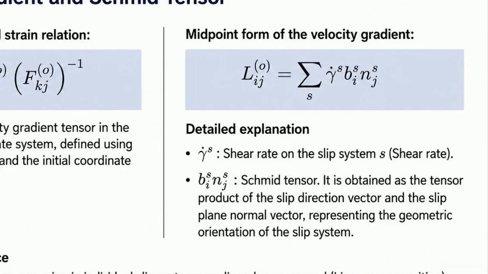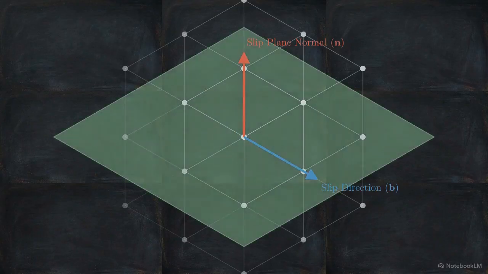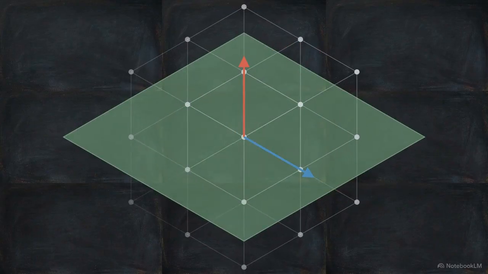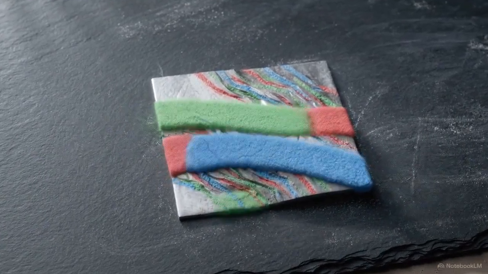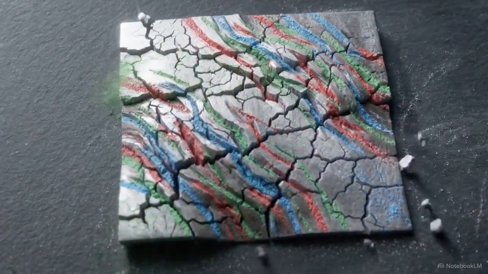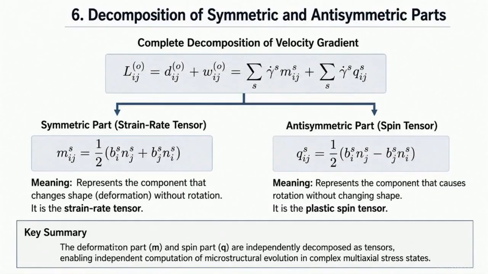To map how this slip is oriented in three-dimensional space, we use the midpoint form of the velocity gradient, introducing the Schmid tensor. This tensor is calculated as the product of the shear rate, the slip direction vector, and the slip plane normal vector, locking in the geometric reality of the crystal. What engineers observe as a macroscopic velocity gradient is, in reality, a linear superposition of countless microscopic slip systems firing simultaneously. Applying that superposition logic allows us to completely decompose the velocity gradient into symmetric and antisymmetric parts.